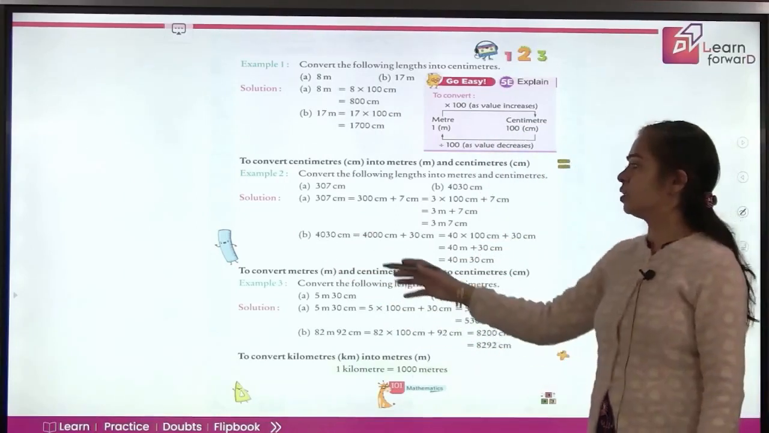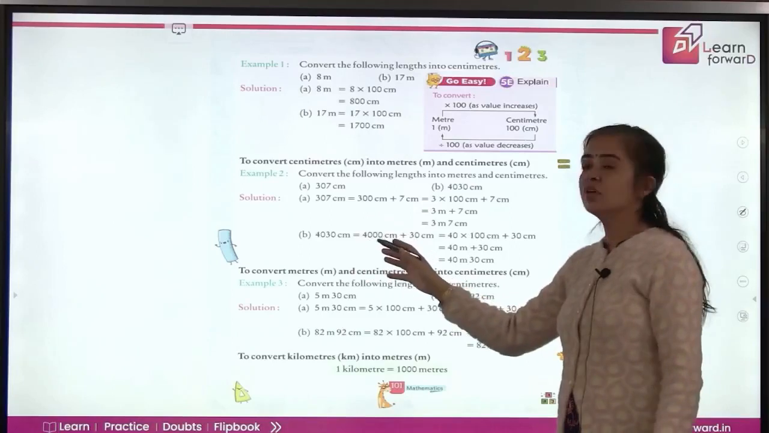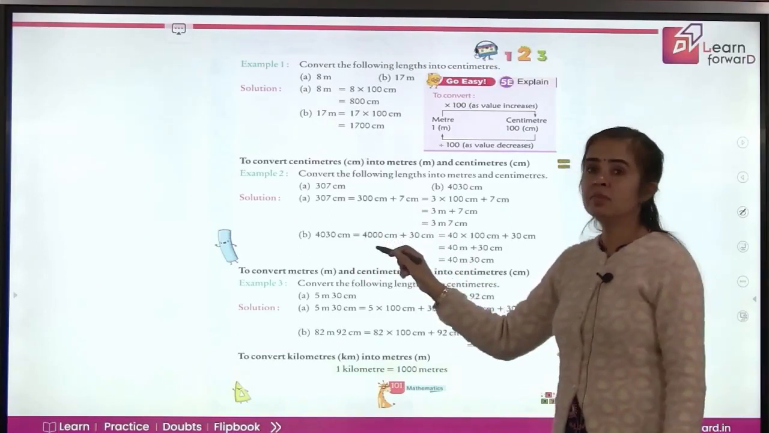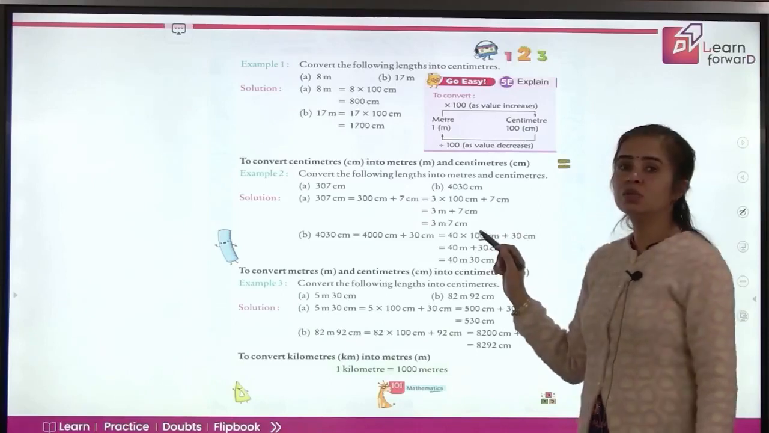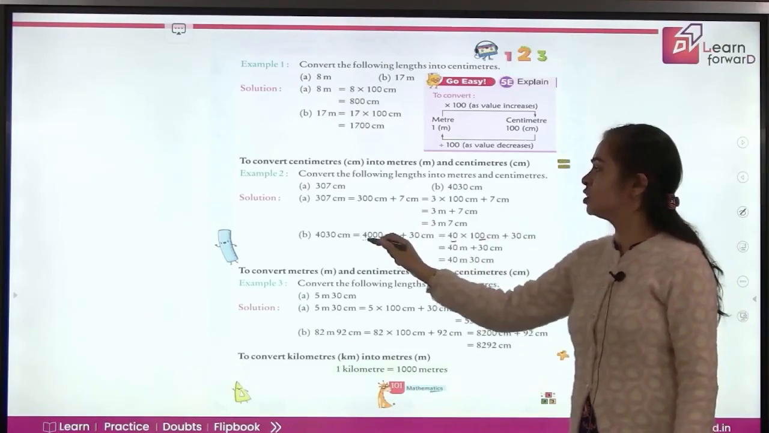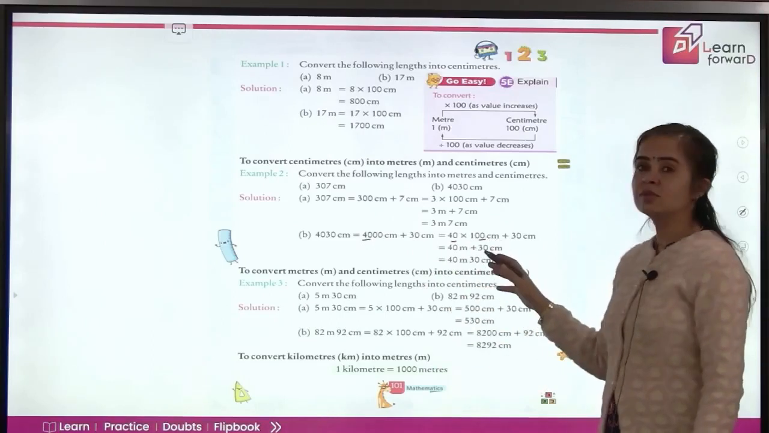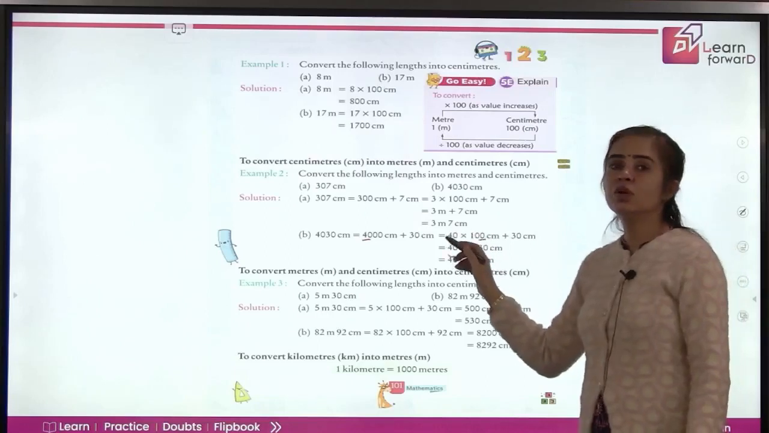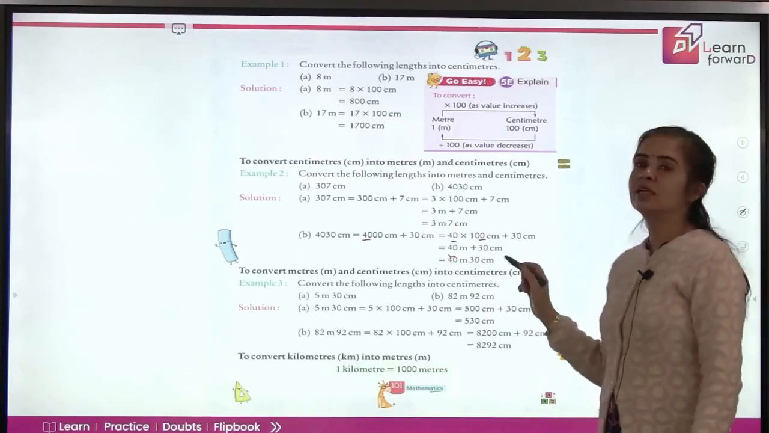Now this is 4030 centimeters. So you can again break it as 4000 centimeters and 30 centimeters. 4000 centimeters means just take out 2 zeros when you divide by 100. So you are left with just 40 here. So 40 times 100 centimeters plus 30 centimeters. That means this is equal to 40 meters, 30 centimeters.